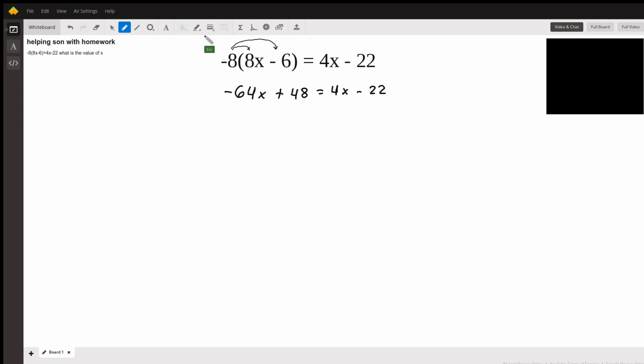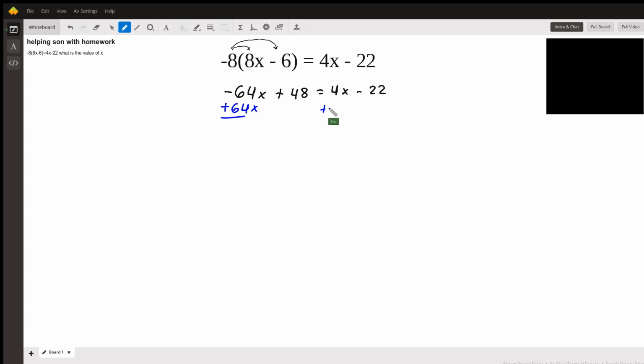Now to solve this equation from here, it doesn't matter if you subtract 4x or add 64x, but our goal is to put our variables together on one side of the equation and to put our numbers together on the other side of the equation. It's usually best to put your variables together on the side that makes the coefficient positive, so that's exactly what I'm going to do here.